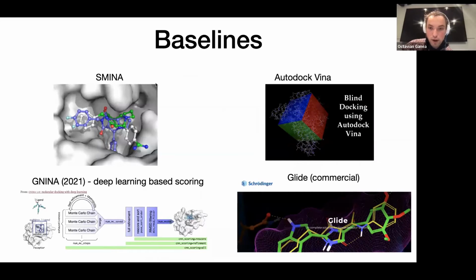As baselines, we have some of the most used academic open source baselines like Smina and AutoDock Vina. These rely on the idea of heavy candidate sampling and scoring. There is also a deep learning based model called Gnina, which uses deep learning for the scoring part of these pipelines. And there is the Glide software developed by Schrödinger, which is commercial software, and again very used by, for instance, many of our pharmaceutical company partners at MIT.